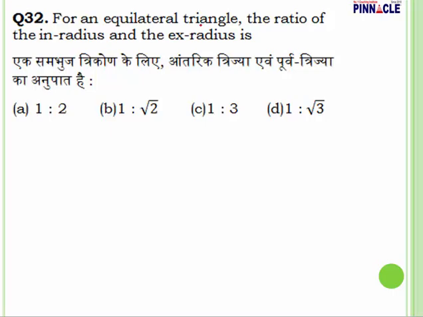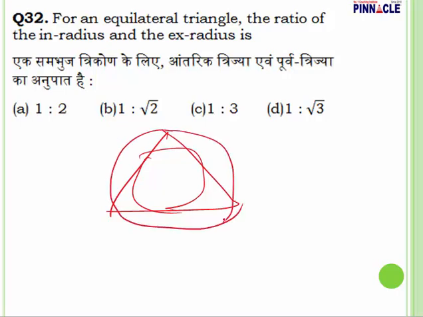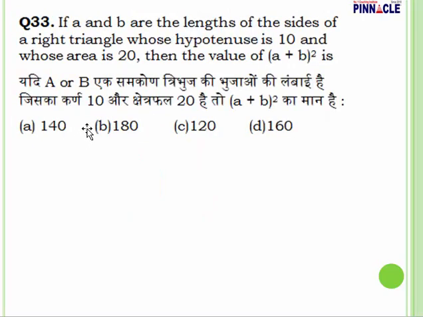Next, question number 32. For an equilateral triangle, what would be the ratio of the inradius and circumradius? As you know, the centroid will divide the median in a 2 to 1 ratio. So the inradius is 1 and the circumradius would be 2. 1 is to 2 should be the answer. You should remember this.